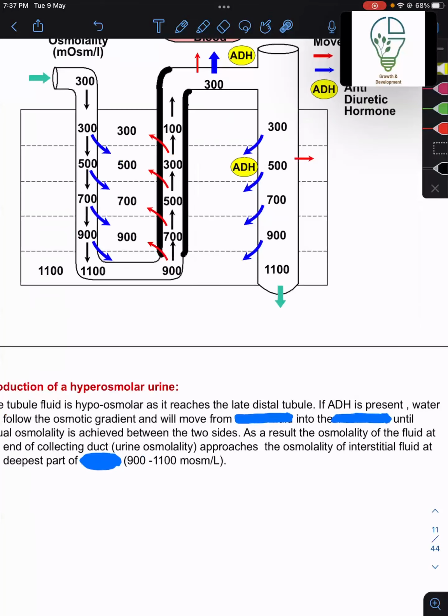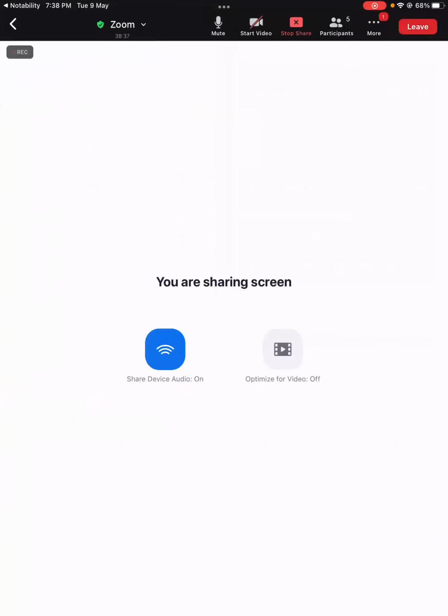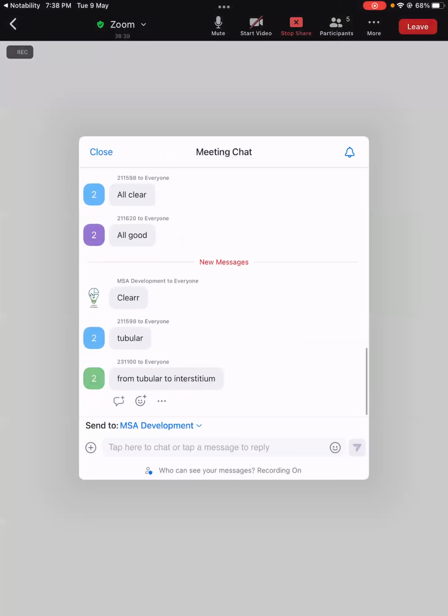Let's see if you guys understood, if you can answer these parts. If ADH is present, water will follow the osmotic gradient and will move from blank into the blank until equal osmolality is achieved on both sides. So where is it moving? Where is the water moving from? Okay, it's moving from the tubular fluid to the interstitium. Perfect, guys.